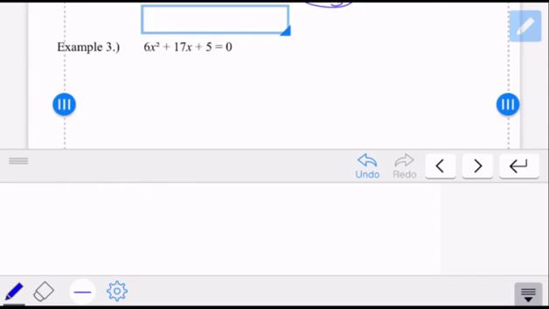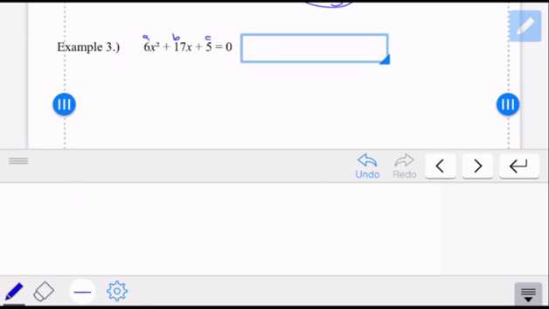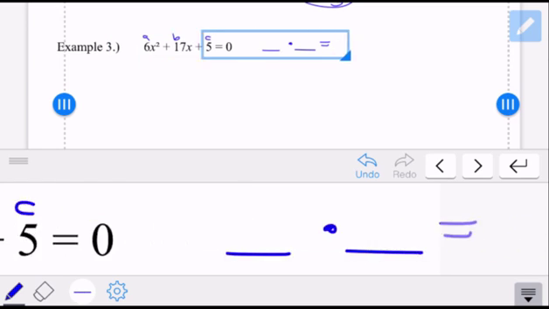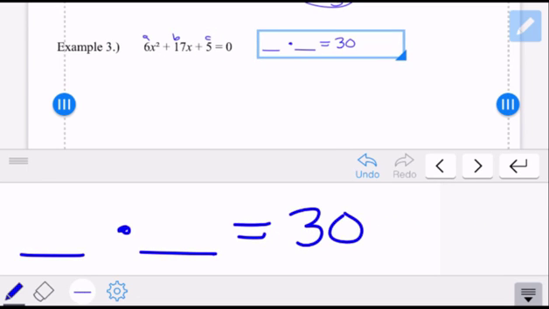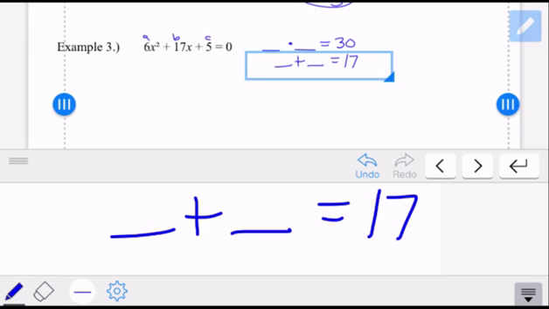All right, let's do example 3. Got a, b, and c. We want two things that multiply and give us a times c. So we need to do 6 times 5. That would give us a 30. And we want those to add together and get us our b term, which is 17.